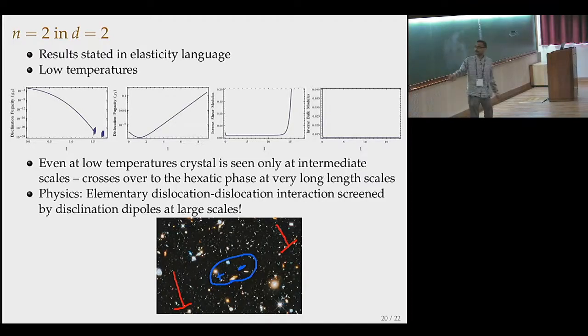So if you estimate, this is a picture from Hubble Deep Space, right? So if the crystal were that big, these are distances between galaxies. If I have two elementary dislocations, they will get screened by, I've run out of time, yeah. They will get screened by dipoles of disclinations that will pop out.